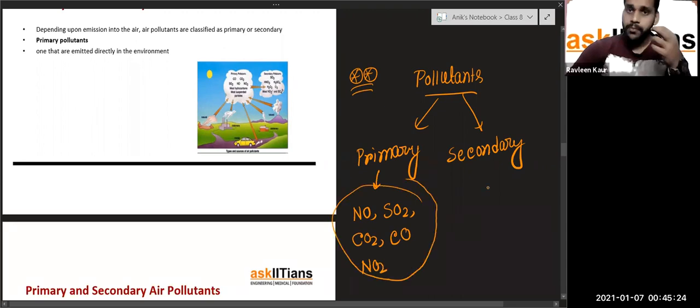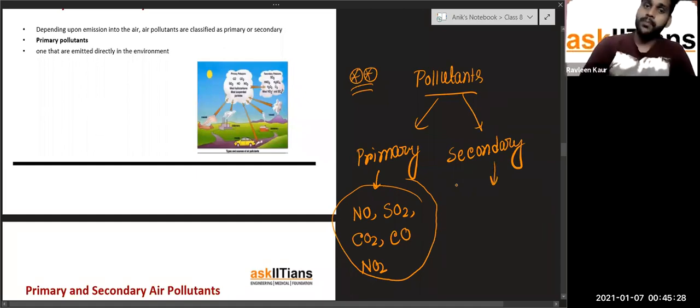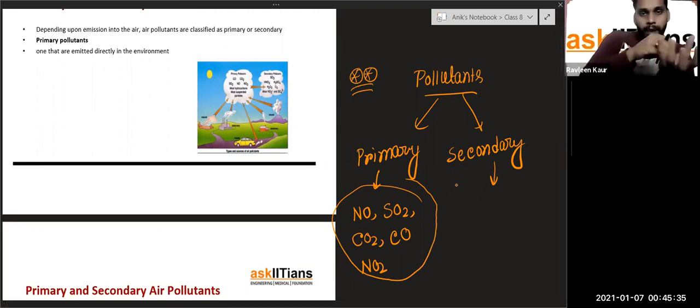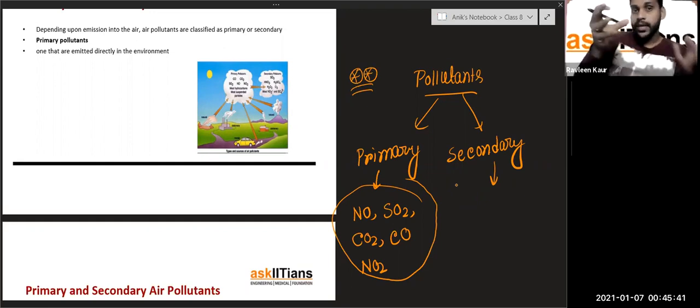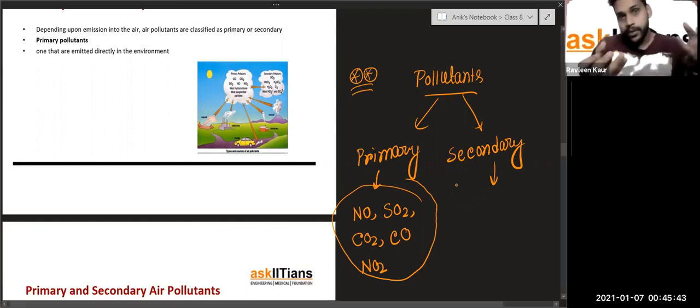And what are the secondary air pollutants? Secondary air pollutants are the air pollutants that get generated from the primary air pollutants. Think about it. There are air pollutants called primary air pollutants. They are directly polluting the air. But the secondary air pollutants are the air pollutants which are getting generated from the primary air pollutants only.